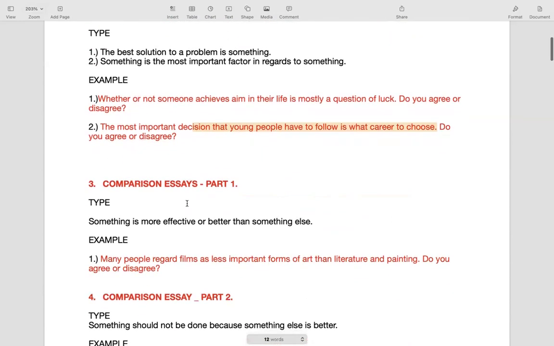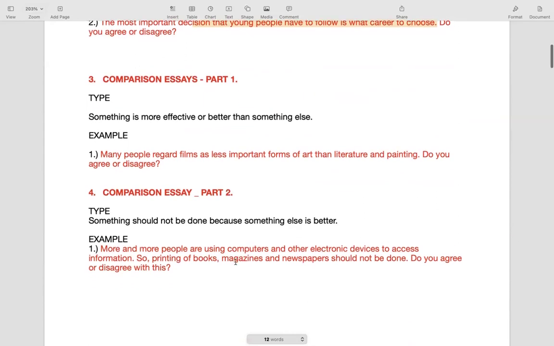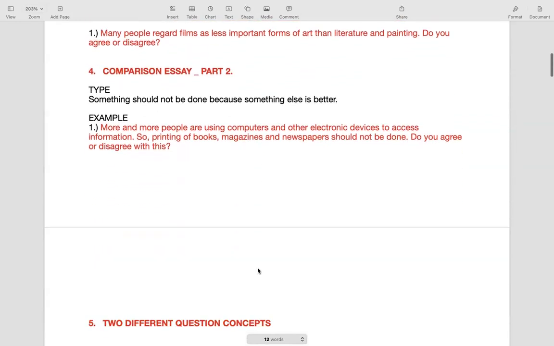The third essay would be comparison essays, third and fourth essays. Here we are comparing two things. For example, films are less important than literature and painting. Or here we're comparing e-material, videos and non-printed material, with printed material. That printed material is not important because people are using non-printed material nowadays, e-books and videos, for studying.